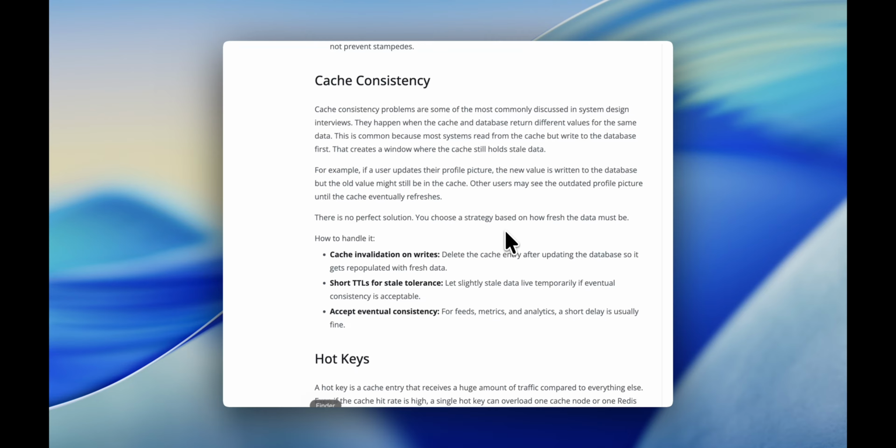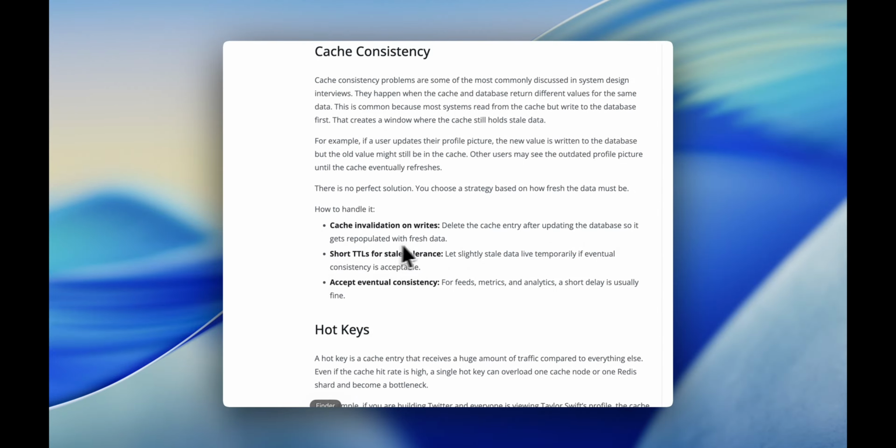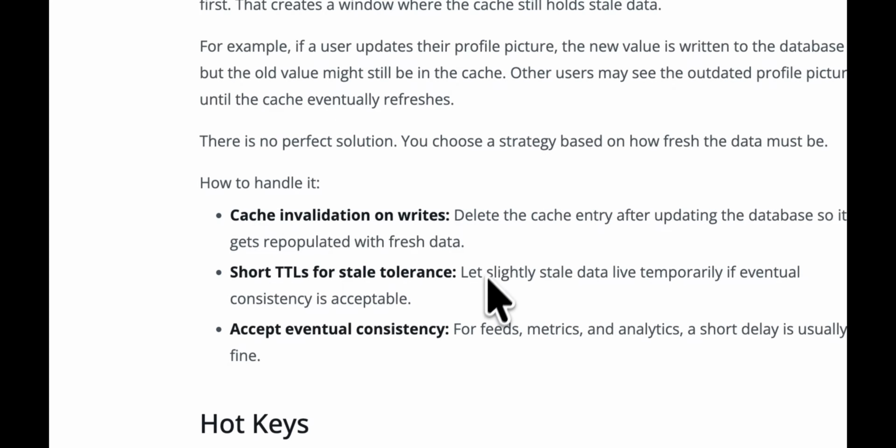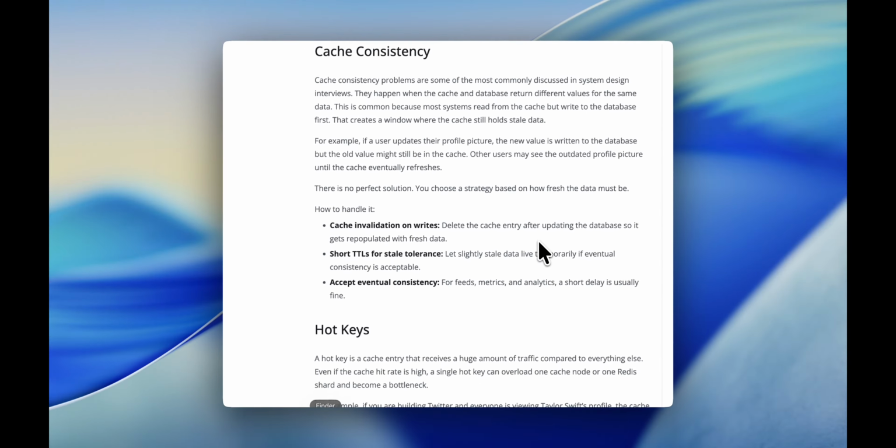And why will they see their outdated profile picture? Because the cache is not updated. Now we can handle this with three different techniques. One is cache invalidation on writes. Now if you upload a new picture, just delete the cache entry after updating the database so it gets repopulated with the fresh data. You can also introduce short time to lives for staleness tolerance.